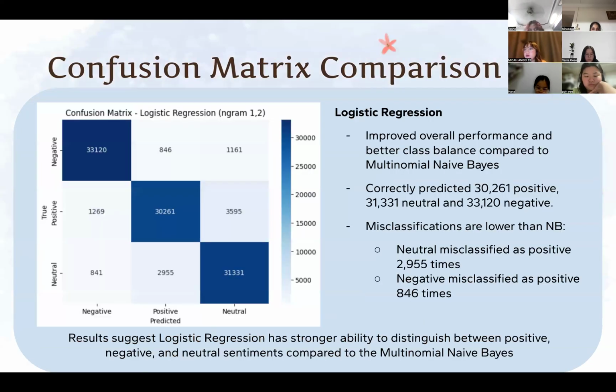Looking at the confusion matrix for LR, we can see improved class separation compared to naive Bayes. The number of neutral and negative reviews misclassified as positive is much lower because LR can learn discriminative weights, allowing it to better distinguish mid-range reviews and minimize the overlap between the neutral and the positive classes.